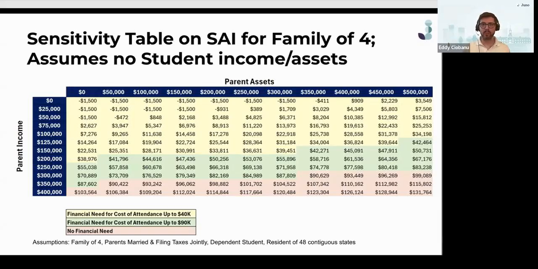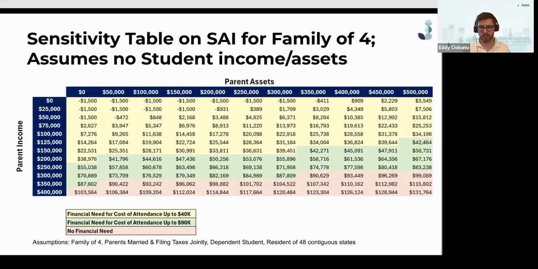And if a school is less than $40,000, then this family would reasonably expect to receive some form of financial aid package. Now, again, in this case, it's going to be a relatively small package in the amount of about $3,300 or so.